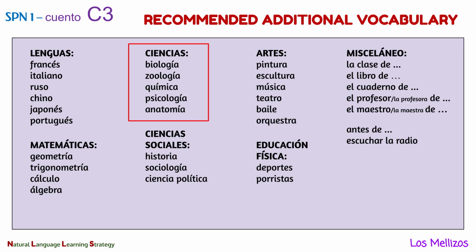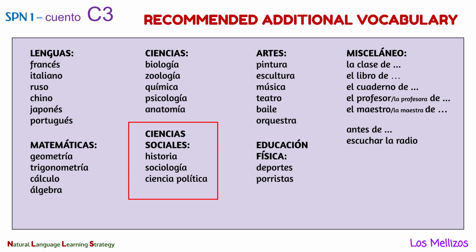Ciencias means sciences, so under that section we have biología, biology. Zoología, zoology. Química, chemistry, psicología, psychology, anatomía, anatomy. Ciencias sociales means social sciences or social studies. Historia, history. Sociología, sociology. Ciencia política, political science.